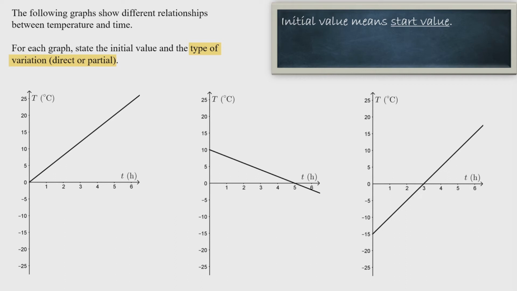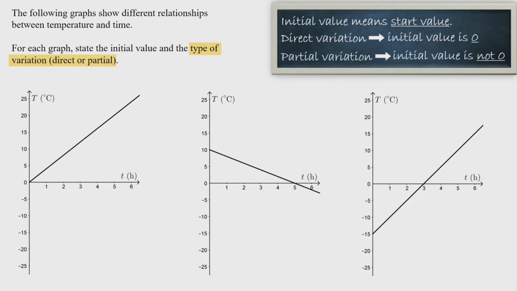So how can we quickly identify the type of variation that we have for these 3 graphs? Well, it turns out all you need to know is the initial value or the starting value. Now, if you look at your graph and the starting value is 0, we will have a direct variation. That is, the only way you can have a linear relationship where one variable is simply a multiple of the other variable is if it starts at 0. And similarly, if the starting value is not 0, we cannot have that type of relationship. That means we have a partial variation. So as you can see, it's all about start value. If we look at the graph and the initial value is 0, we have a direct variation. If we look at the graph for our linear relationship and it starts at a number other than 0, we have a partial variation.